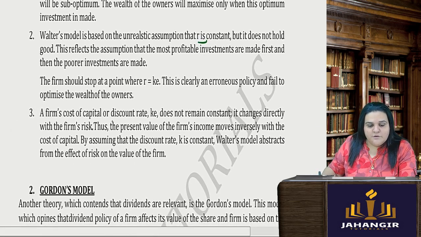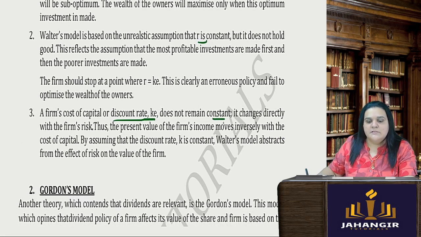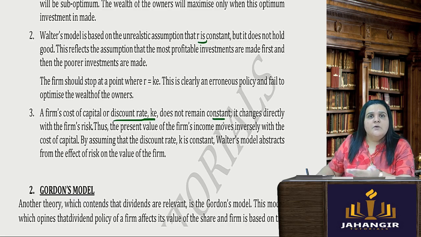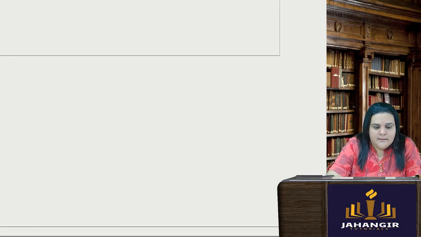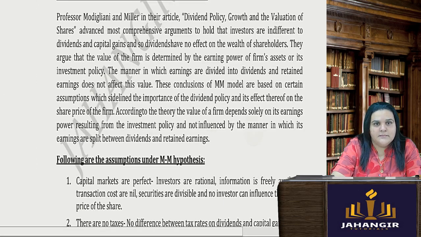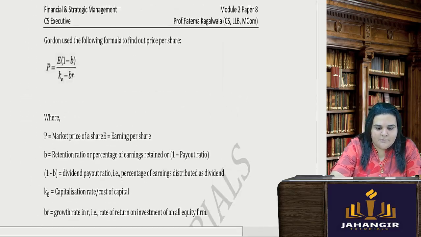A firm's cost of capital or discount rate, KE, does not remain constant. It changes with the change in the risk, so obviously it keeps on changing. Similarly, with Walter's, the same thing is there in the Gordon model also.